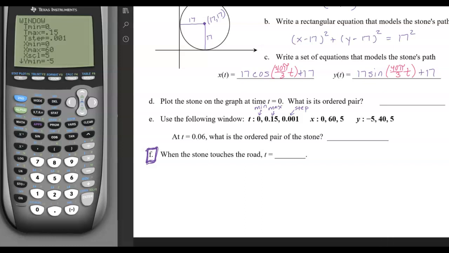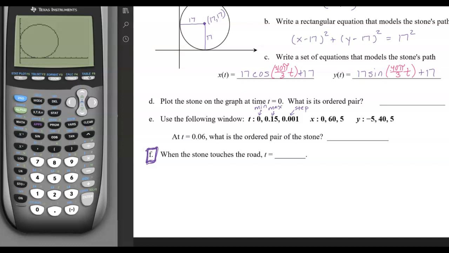My min is 0, my max is 60, and my scale is 5. My min is -5, my max is 40, and my scale is 5, or my step is 5. And then I go in and I can see my graph.